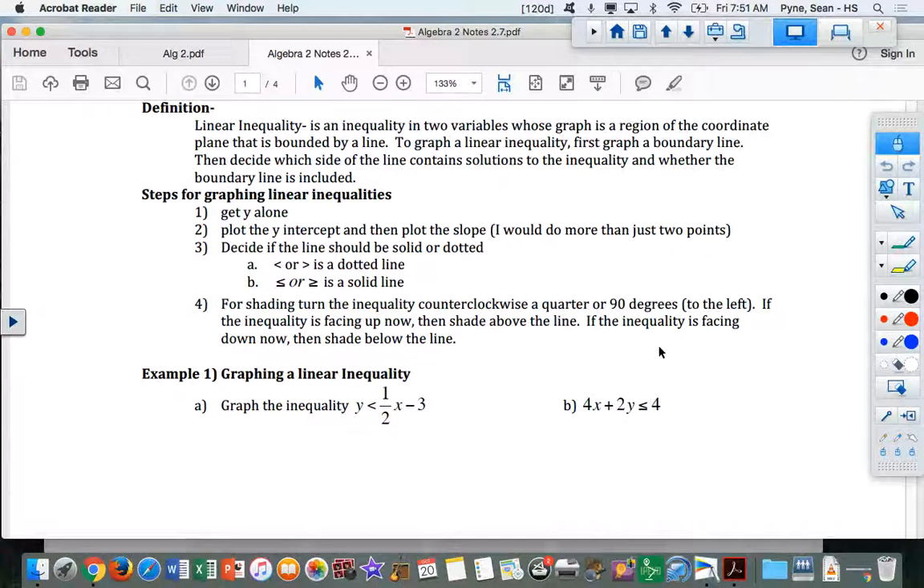We're going to plot the y-intercept and then plot the slope. We're going to do a lot more than 2 points though. When we do the slope, we're going to end up probably doing about 4 or 5 different points. We want to make sure our lines are good.